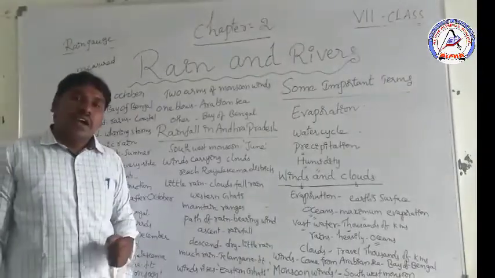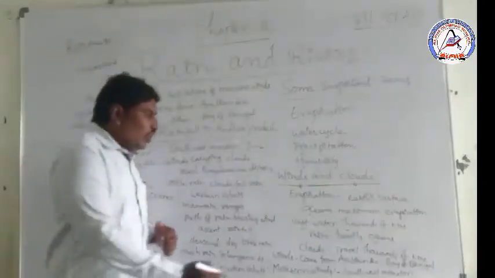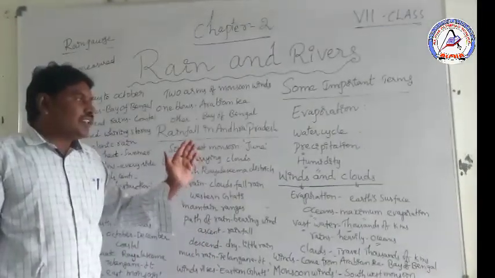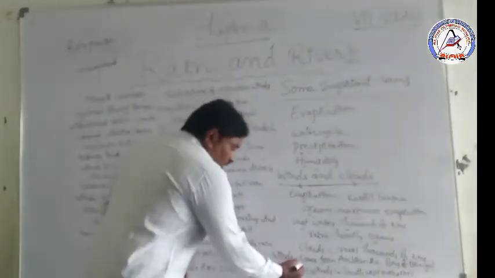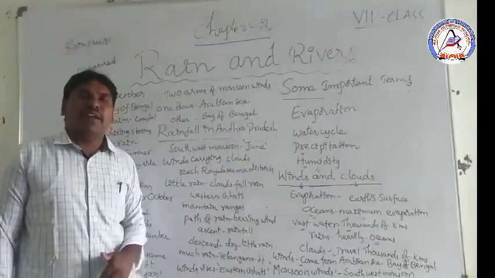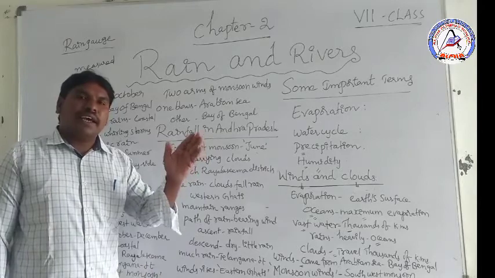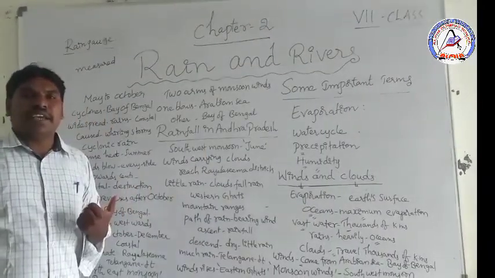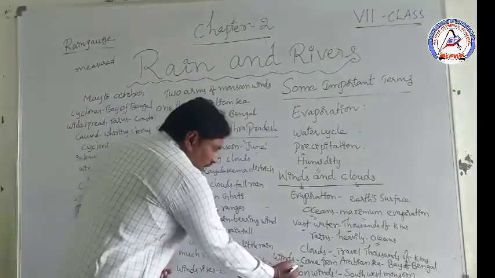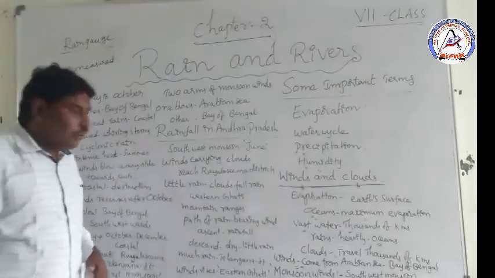Next, clouds. Clouds also travel in the sky for thousands of kilometers. So that is what we discussed about winds and clouds. And the winds come from the Arabian Sea and Bay of Bengal. Before, you learned the four boundaries of our India: east side Bay of Bengal, west Arabian Sea, north Himalayan mountains, south Indian Ocean. So the winds come from the Arabian Sea and Bay of Bengal. These winds we can call monsoon winds.